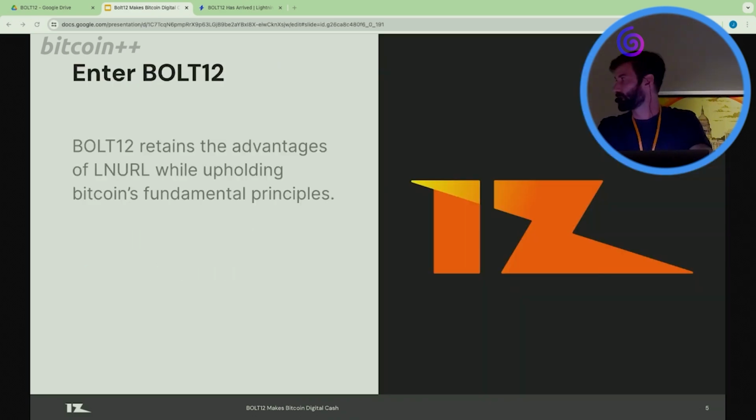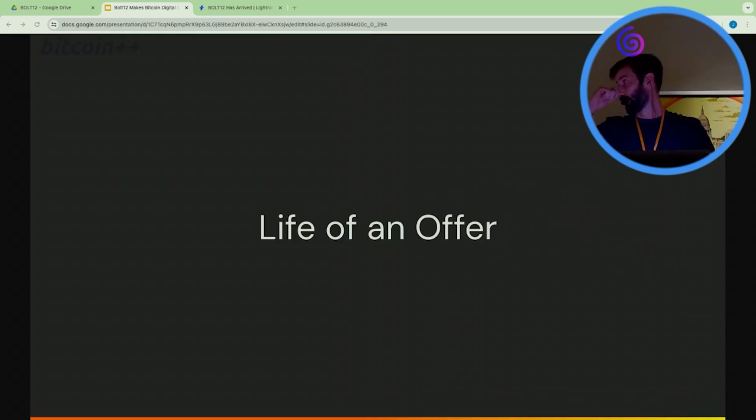So along comes now BOLT12. Rusty, I'm not sure if he's in the audience, but Rusty Russell proposed BOLT12 a number of years back. And this is bringing back some of these properties that we all know and love about Bitcoin, but unfortunately have been eroded for the sake of usability. So now we're here to do it in a manner that still has superior privacy, censorship resistance, and improved security. All right, so let's get into BOLT12.